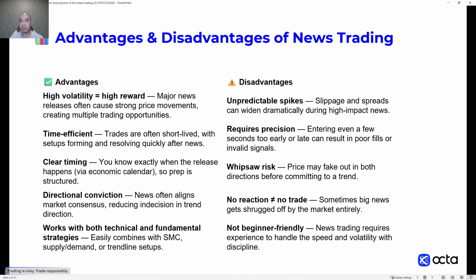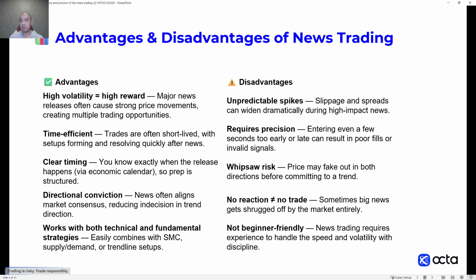So it's not beginner friendly because there's a lot going on here. It requires you to have that experience to handle the speed and volatility with high discipline. If you don't understand risk management, this is not for you. If you don't understand your risk reward ratio, this is definitely not for you. If you don't know how to manage your account, if you don't know how to manage your risk, this is not something for you.